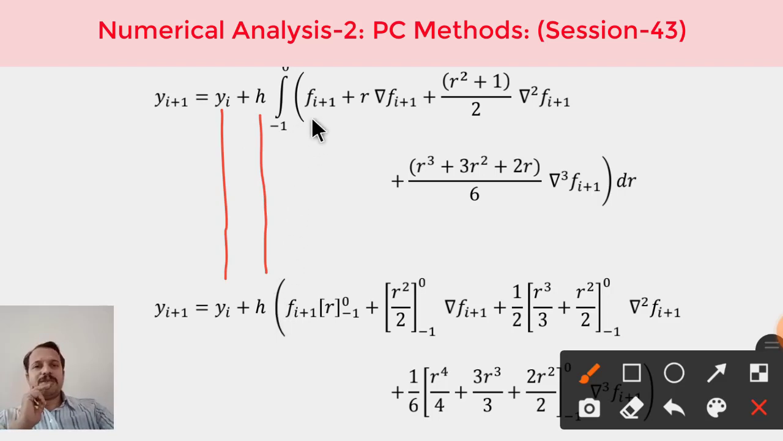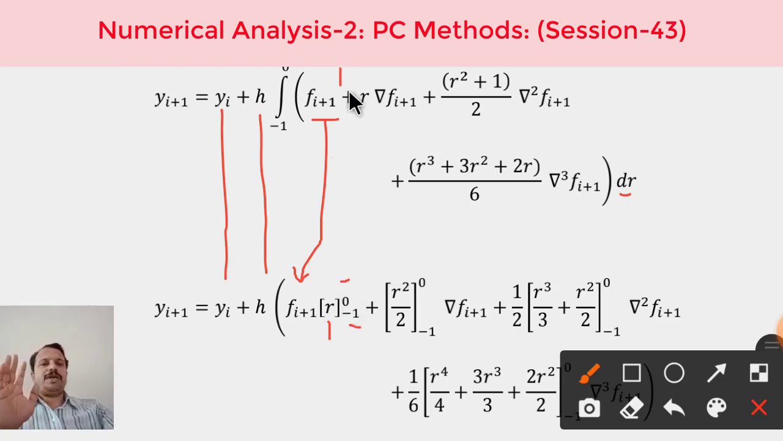So fi plus 1 is a constant, keep it as it is. Here 1 is multiplied with that. So integration of 1 with respect to r is r. So lower limit is -1, upper limit is 0. So the first term integration is over.